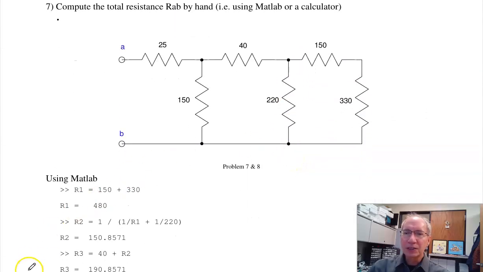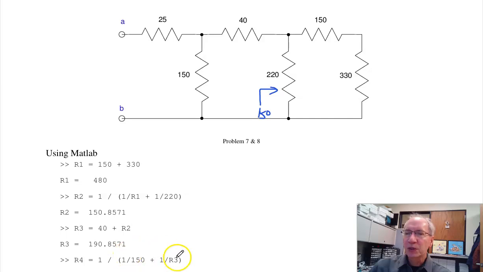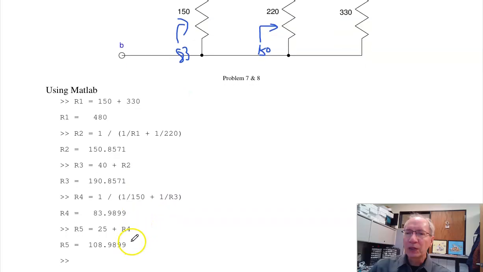Number 7, here's another circuit. Here you've got to find series and parallel. So these are in series, they add, that's 480 ohms. In parallel with 220, gives you 1 over R1 plus 1 over R2, 150 ohms. So that looking right is 150. Plus 40 is 190. In parallel with 150 is 1 over R1 plus 1 over R2. Take the inverse of the sum. That's 83 ohms. Plus 25, 108 ohms. So all that together is 108.